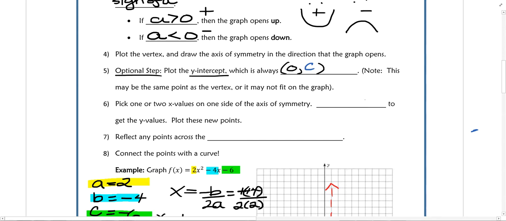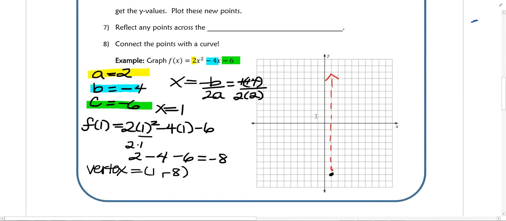Now this may be the same as the vertex, and that's why I say this might be helpful. Or it may not even fit on the graph, but it's a helpful point. So in our example, our c is this -6, and so my y-intercept is over 0, down 6. So we can use that. That's going to fit on our graph. So 0, 1, 2, 3, 4, 5, 6 is right here. Okay, now that is a point on the graph.